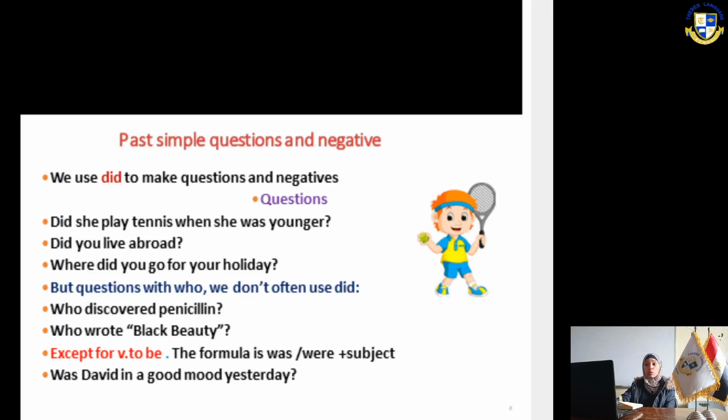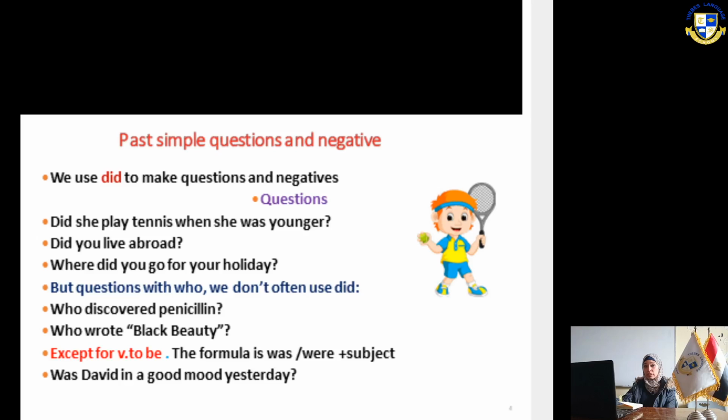Also, I can ask another question: did you live abroad? I can say, yes, I lived, or no, I didn't live. This is regarding the yes or no question. But if we are talking about the WH question, I will start my question with WH, and then I will put the helping verb did, and then I will put the subject, you, and then I will put the main verb, go. So the question will be, where did you go for your holiday? In that case, guys, you can say, I went to the beach for my holiday.